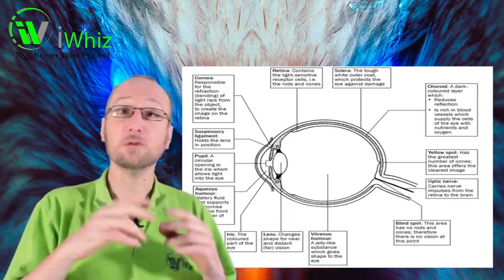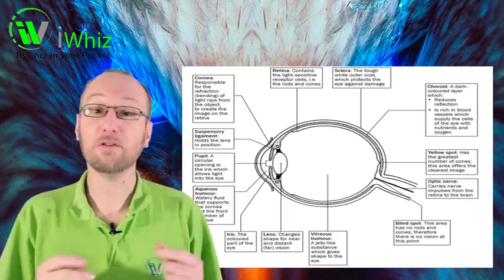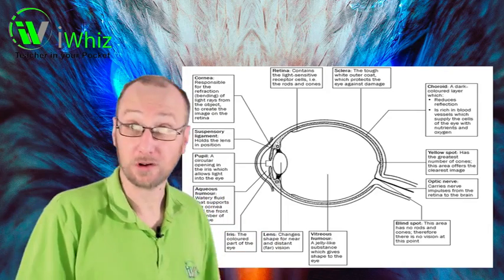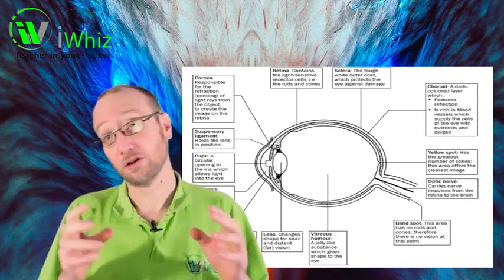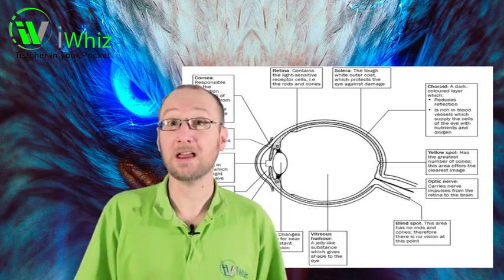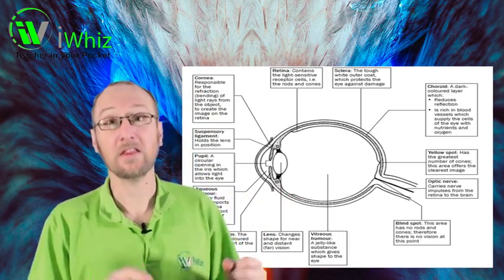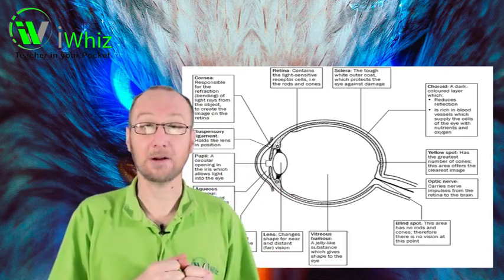Finally, the larger part of the eyeball is filled up with a fluid known as the vitreous humor. Now, don't get confused between the vitreous humor and the aqueous humor. They are on different parts of the eye.